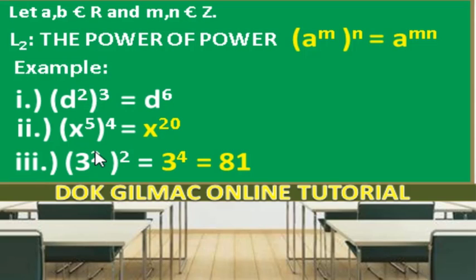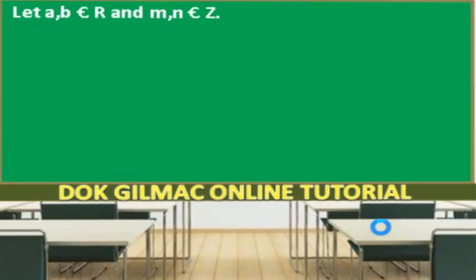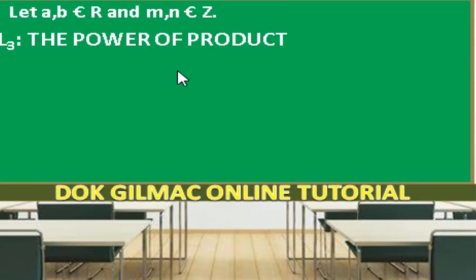Number 3: quantity 3 squared is raised to 2, which is just equal to 3 raised to 4. Simplifying further, we have 3 times 3 times 3 times 3, which is just equal to 81. The power of a product, that is, quantity a times b is raised to n, is just equal to a raised to n, b raised to n.